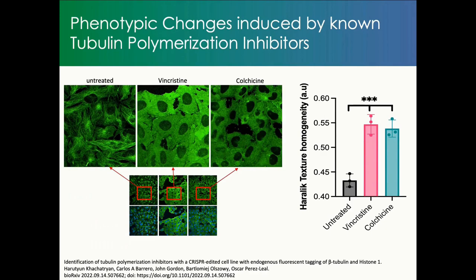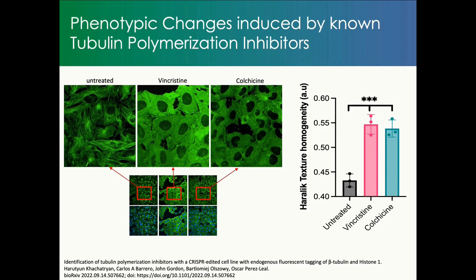One of the parameters that definitely changes when tubulin polymerization is inhibited is the Haralick texture homogeneity. This is an algorithm that measures how homogeneous an image is. And you can see how the values for the texture homogeneity are lower when the cells have the normal tubulin polymerization pattern. But as soon as you inhibit tubulin polymerization, the values increase, and these numbers are statistically significant.